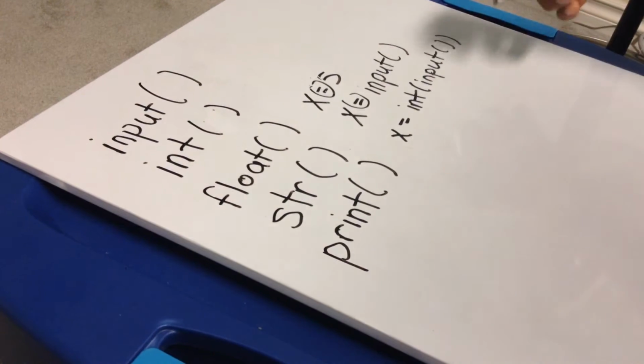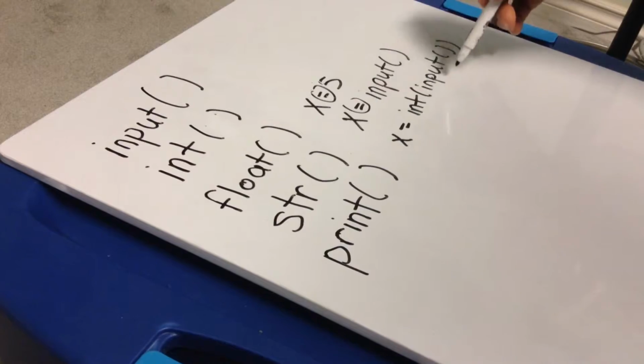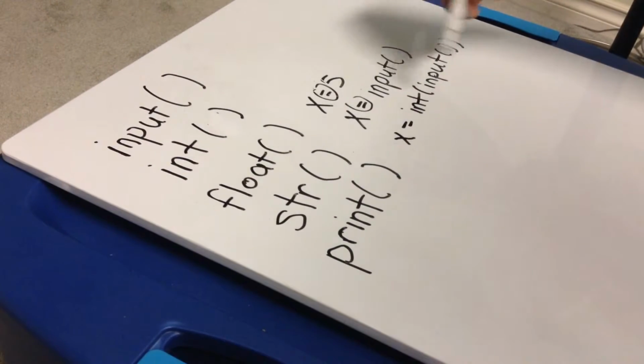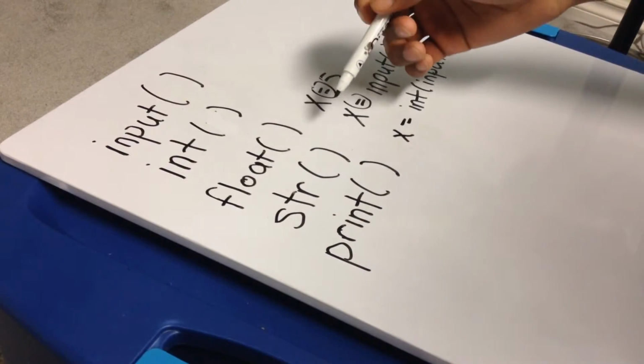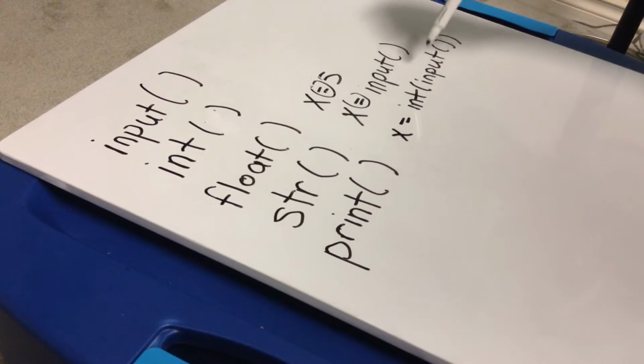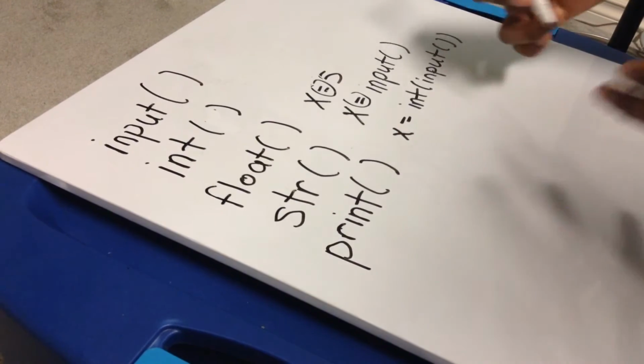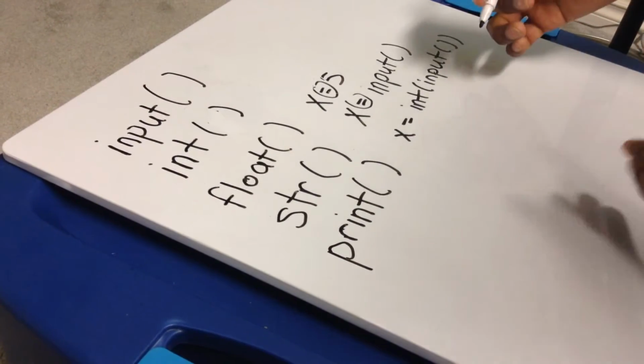Now let's say you just want a string. You just call on the string function, or you want it to be a decimal number. You'd call on the float function. It allows the freedom of a decimal number and a whole number, basically.